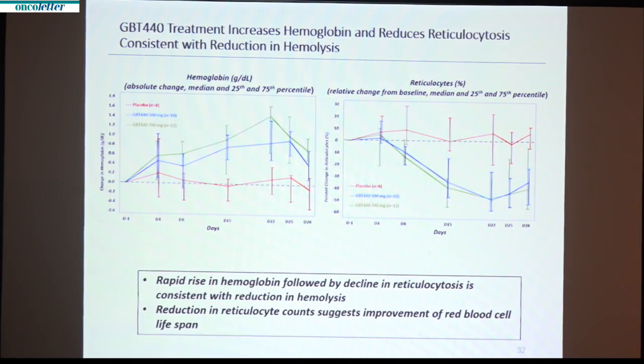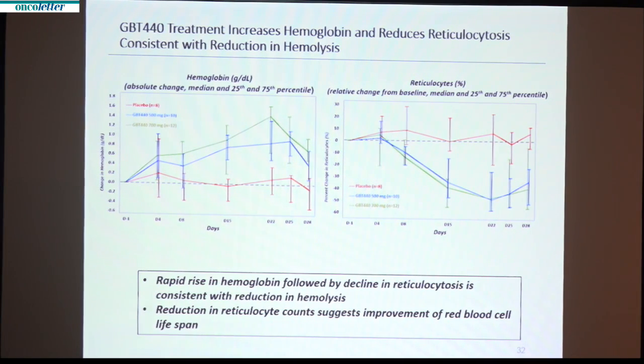These are the curves. So on the left, you can see the hemoglobin values. And as early as day 4, you can see quite significant increases in both the 500 milligram cohort, which is in blue, and the 700 milligram cohort is in green. The placebo is in red. And these are maintained over 28 days. Following that, you can see dramatic reductions in the reticulocyte counts, which maximally are reduced by more than 50%, and these are maintained over 28 days. The reduction in the reticulocyte count suggests an improvement in red cell lifespan.